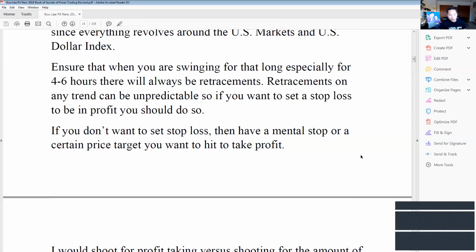Because you're going to get hit pretty hard if you say, oh, I'm not going to set a stop loss and I'm going to ride this trade out based on the daily chart or the 4 hour, and then all of a sudden you see a bunch of retracements during the New York session, and you don't know what to do anymore because you don't see a direction anymore. So it's very important not to get caught up like that.